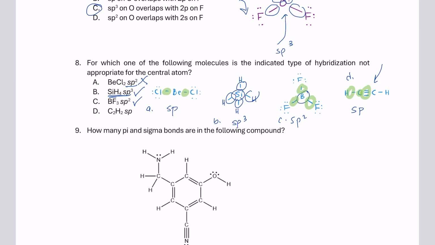So this is a correct assignment as well. The only pair that is an incorrect assignment is going to be A. This is not sp2 hybridized. It's in fact sp hybridized. Let's move on to problem 9.